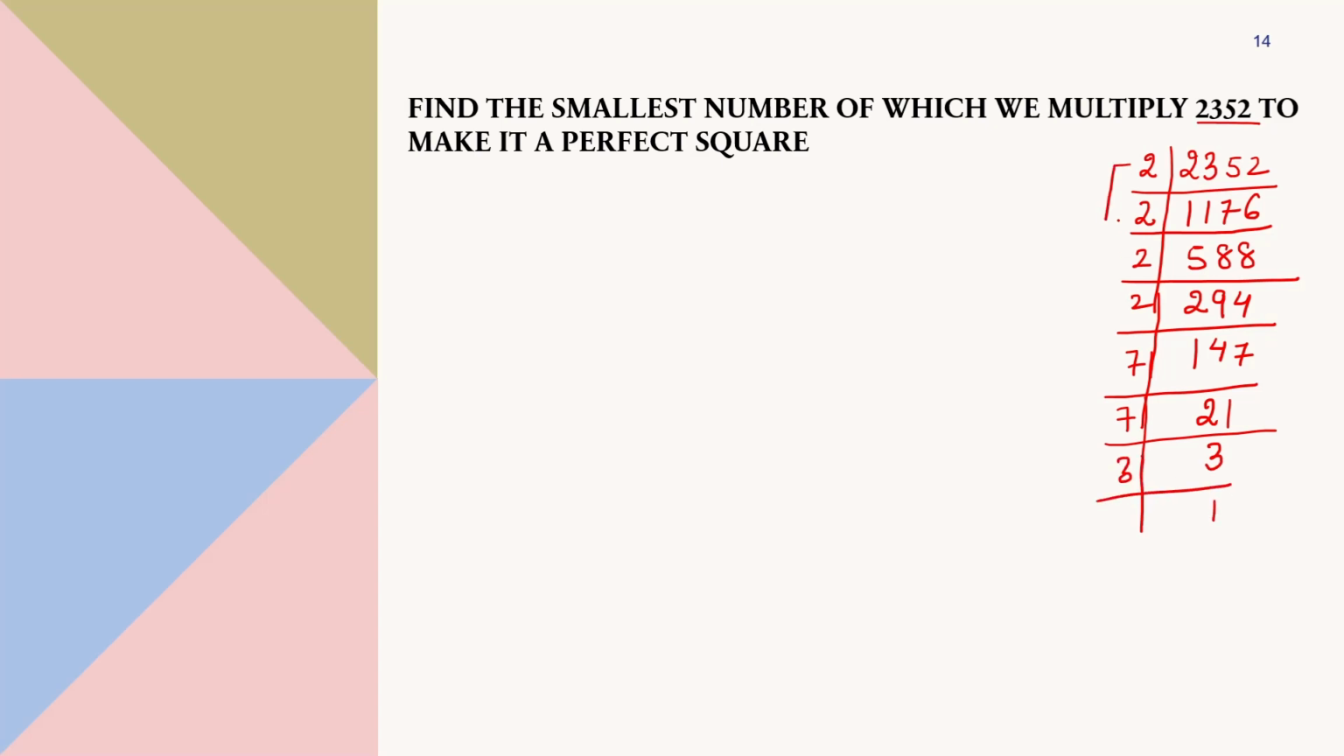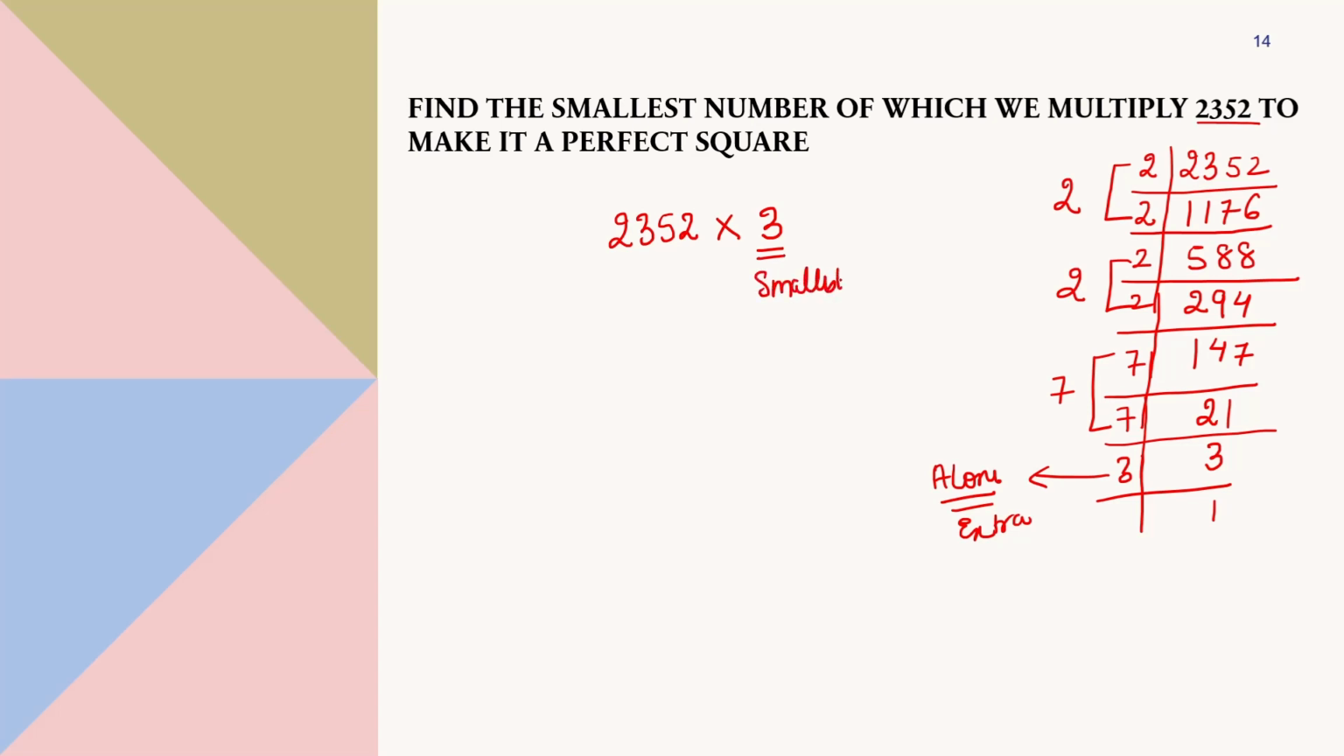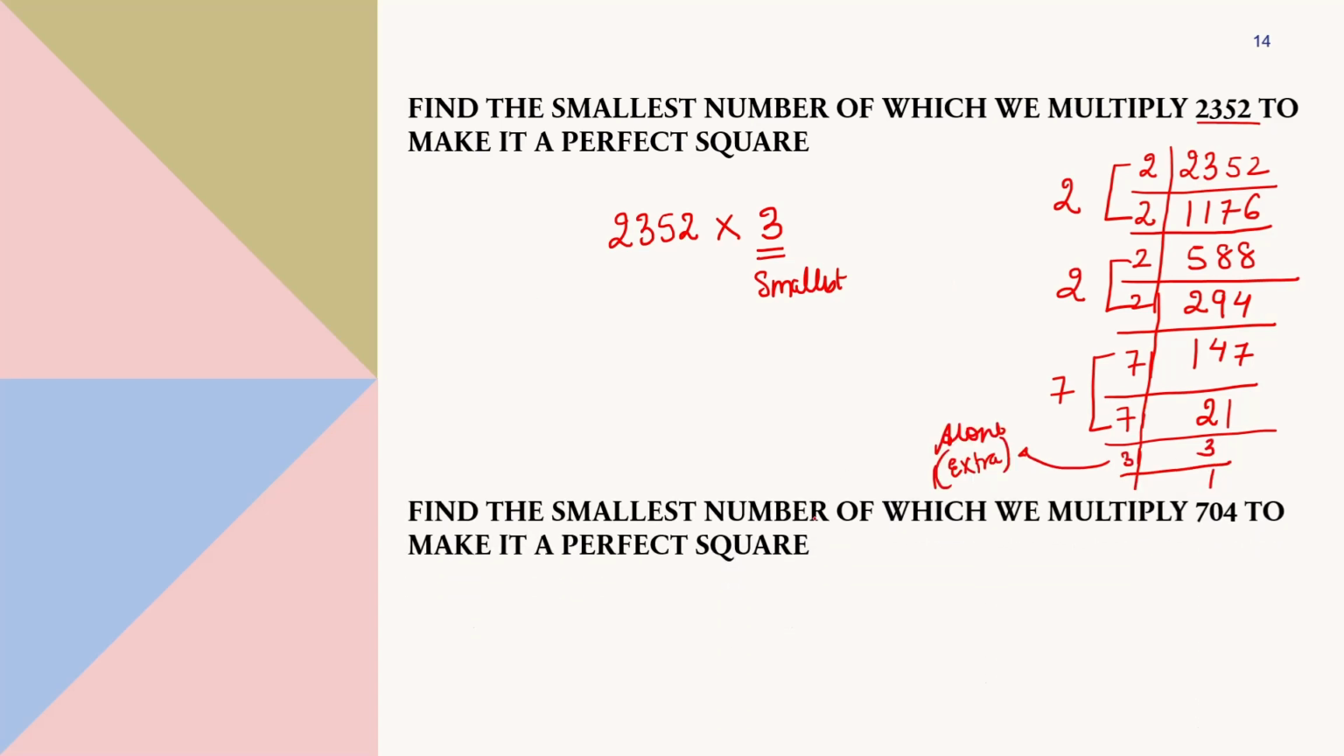Make pairs. 2s, again we have pairs. 7s are in a pair. But 3 is alone, which means 3 is extra. So what we will do? We will multiply 2352 by 3. So this is the smallest number by which if you multiply 2352, you will get a perfect square number. So try the next question by yourself.